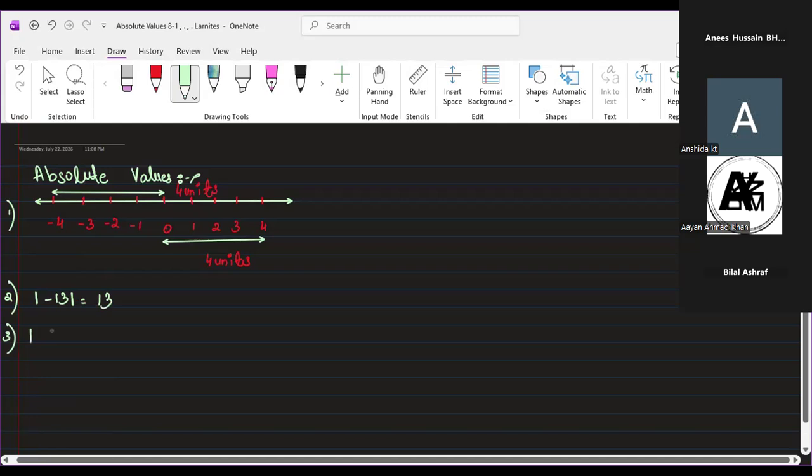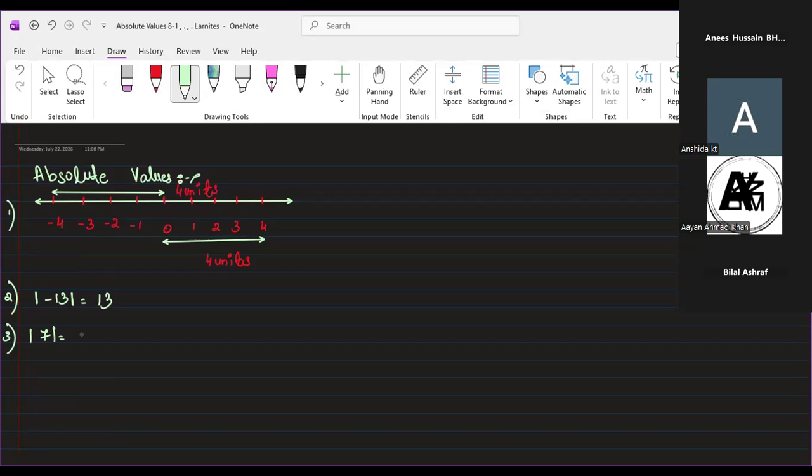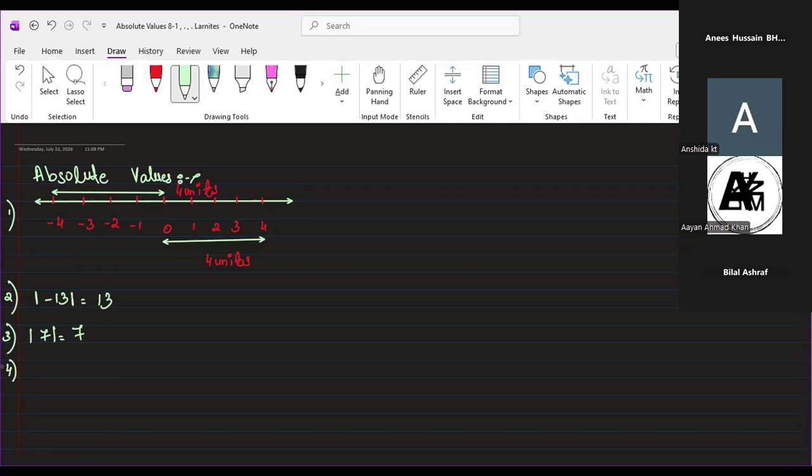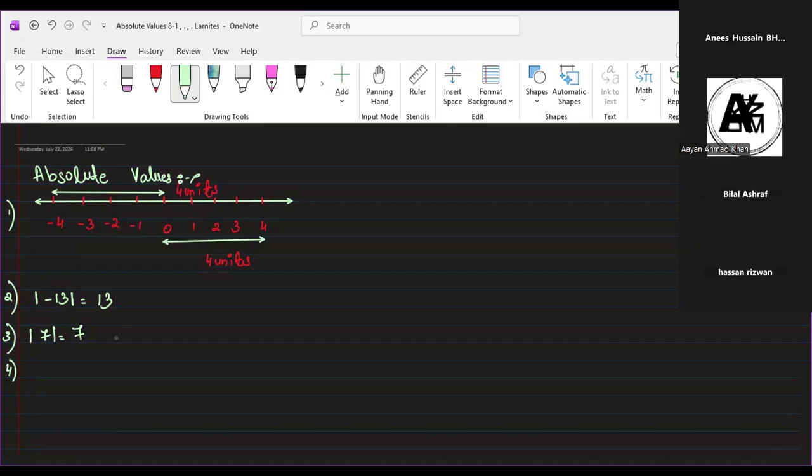If the number is modulus 7, that means what is the distance between 7 and 0? And your final answer would be a simple 7. In simple words, you can always say the answer of the modulus will be a positive number. Modulus can never give you a negative answer, as the distance of any number to 0 can never be a negative value, right? So whatever is inside the modulus, your answer will always be a positive value.